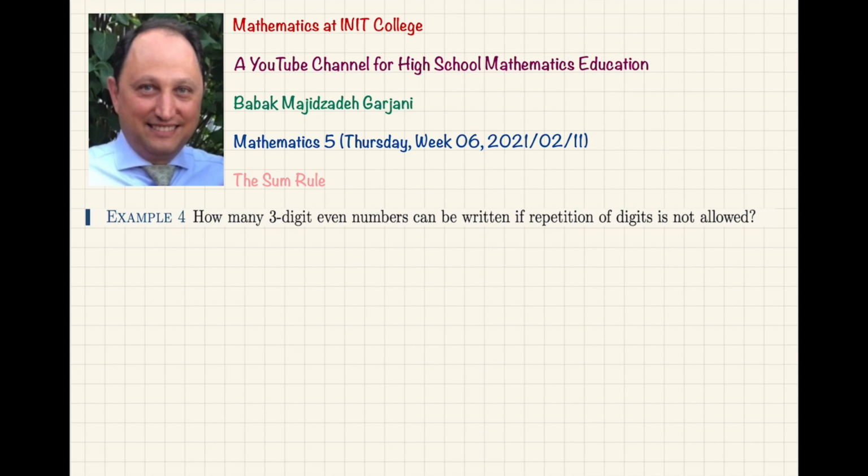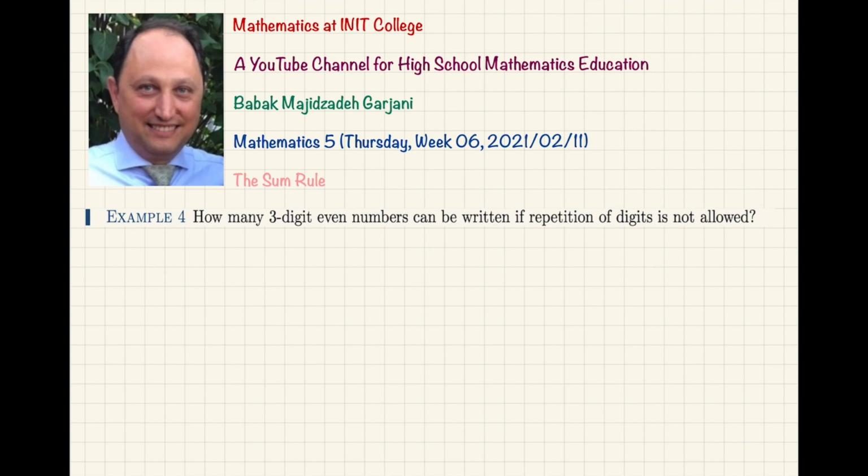I got 328. Anyone else? I got the same. Yeah, okay, so that's correct. So 328 is the correct answer. But the important thing is to realize that you indeed need the sum and product rule together, yes?